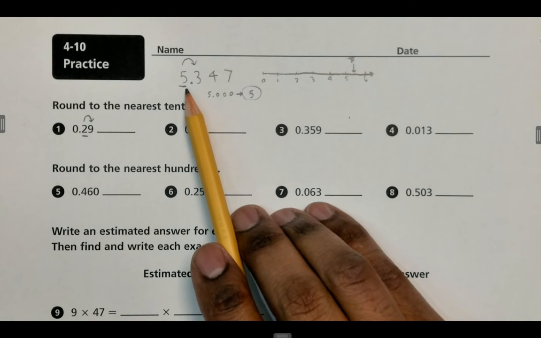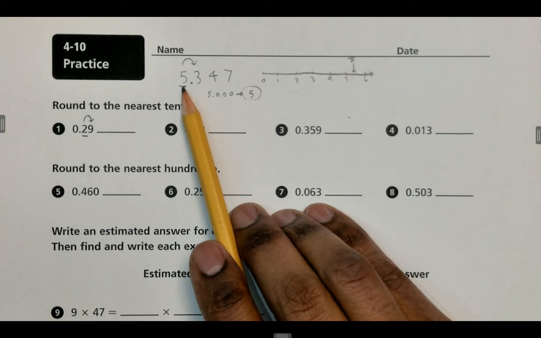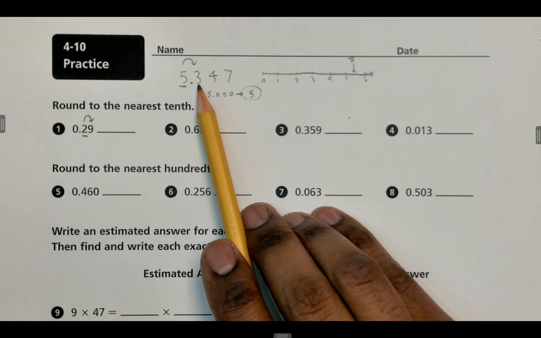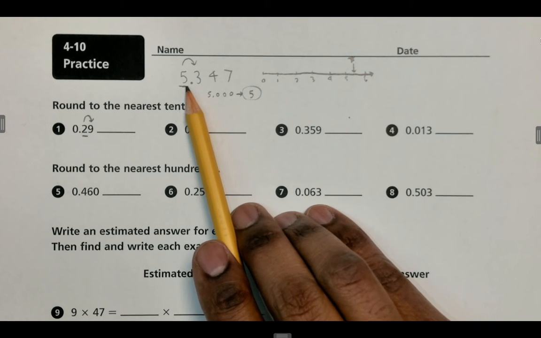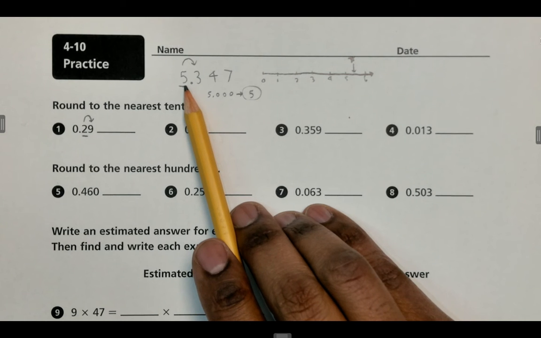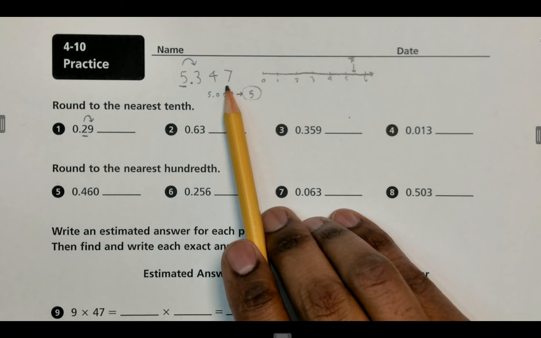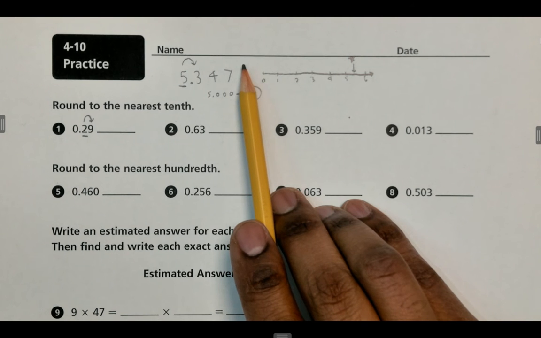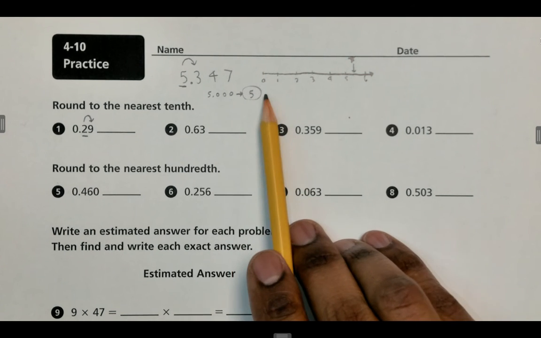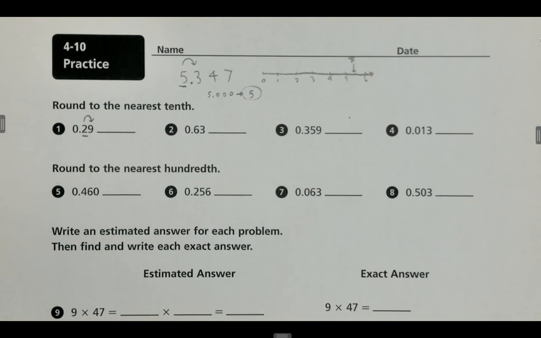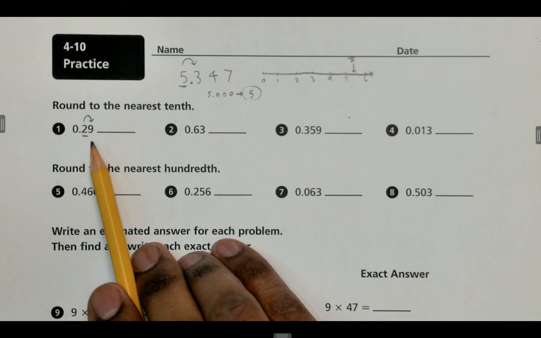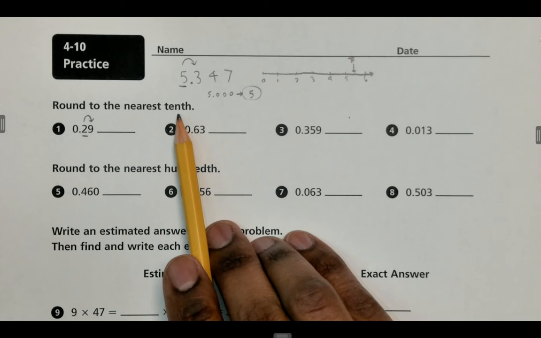In other words, we agree that the digit to the right of the place I'm rounding to is 4 or less. We agree that we're going to give this number a rest, meaning leave it alone. Instead of turning all of these into zeros, I just drop them. And so I end up with 5. Let's apply that to our practice problems. For this first set of problems, we're going to round to the nearest tenth.